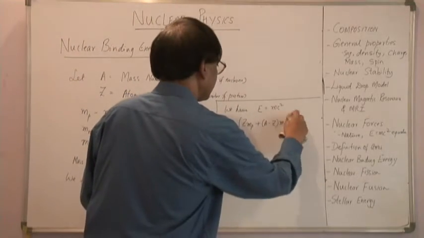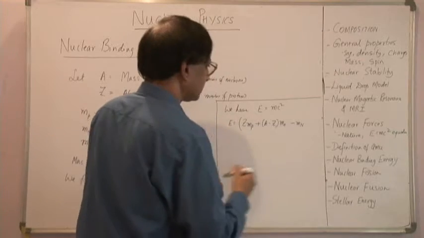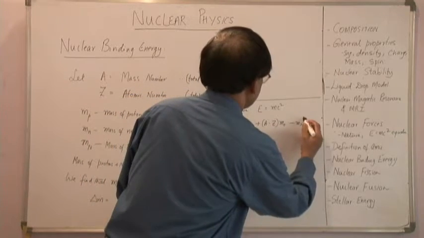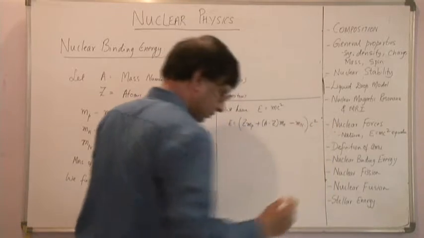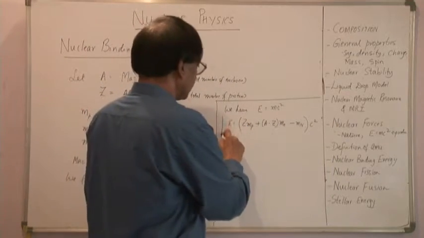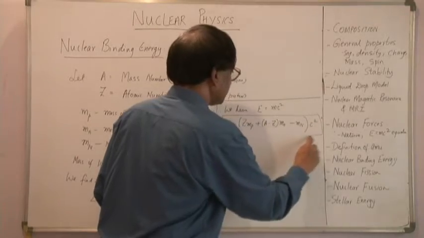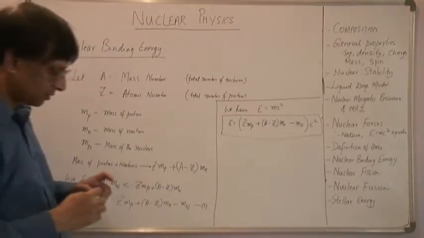I need to have this minus Mn into c square. So this is the equation I get for binding energy. This is the binding energy equation.